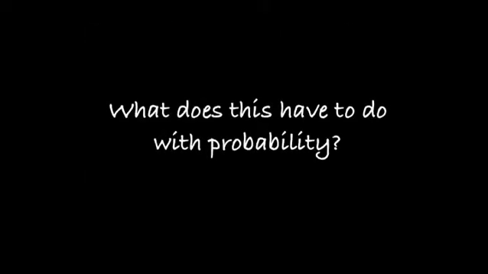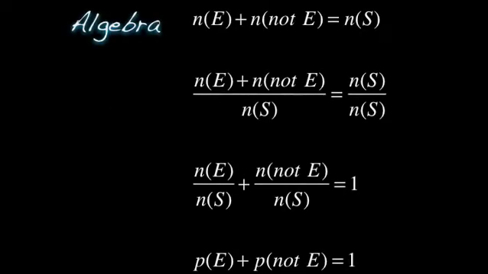What does this have to do with probability? Well, if we take the complement rule for counting, that first line, n of E plus n of not E equals n of S, and we use algebra and divide both sides by n of S, that's occurring on the second line. Notice that n of S is dividing both terms, n of E and n of not E. That's on the third line. But on the right side on the third line, n of S divided by n of S is 1, because any number divided by itself is 1.